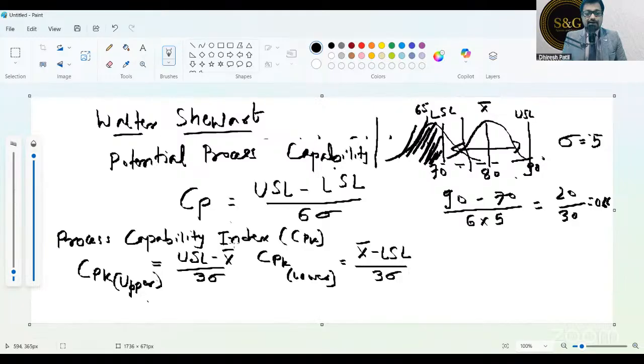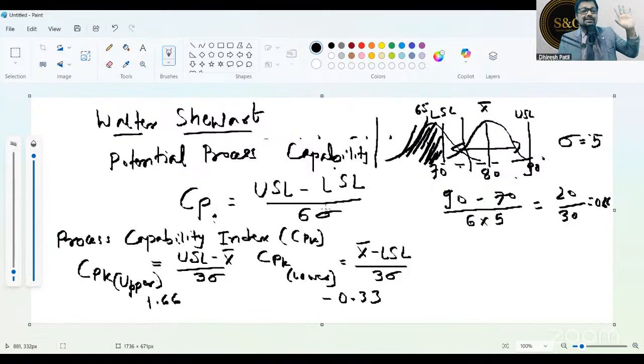Now, which value is lesser? So let me write here. Cpk upper is 1.66 and Cpk lower is -0.33. Obviously, -0.33 is the lower number. So my current process capability is negative 0.33. Not even positive, it is negative. Why? Because my process has gone completely outside of the specification limit. See, the mean has even crossed the lower specification limit. That's why it's coming negative.